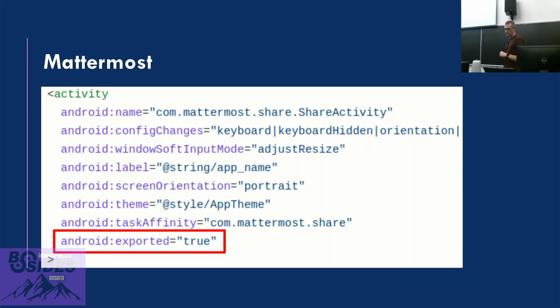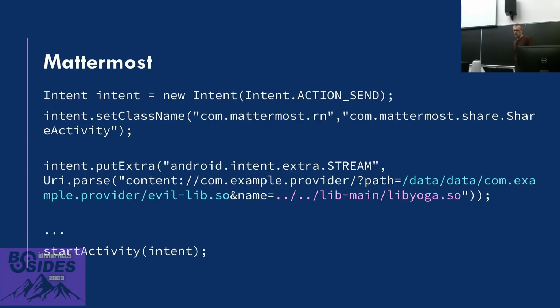So if you open up the Android manifest for Mattermost, you can see this activity. The name of it ends in share activity. You can see exported is set to true, so other applications on the device can interact with it. This code, I sort of copied it out of the report. It's based on the report. The screenshot was not fitting well on the slides, so this is just representative of what you might write in your own Android application in order to exploit it.